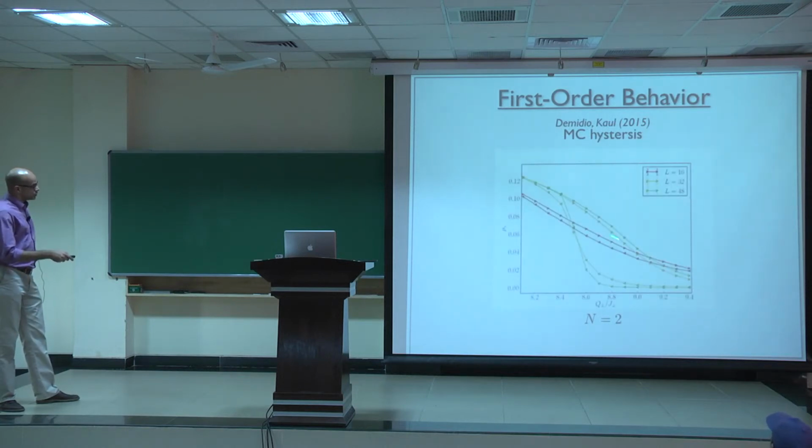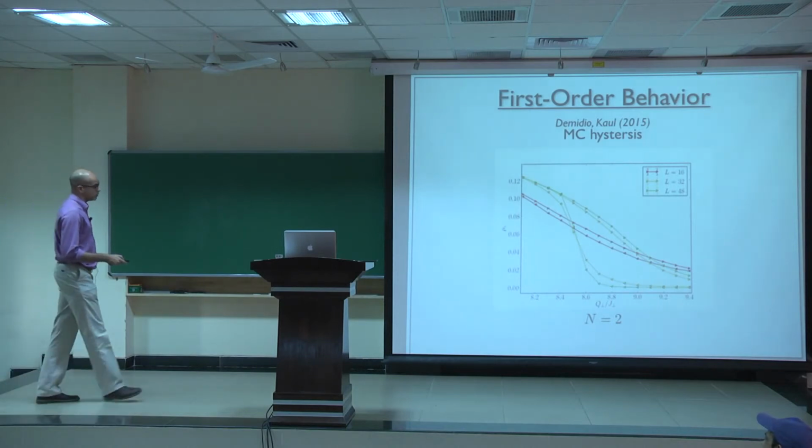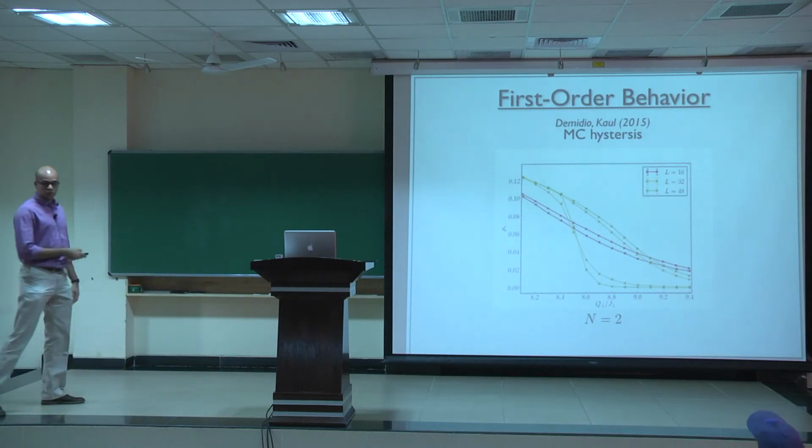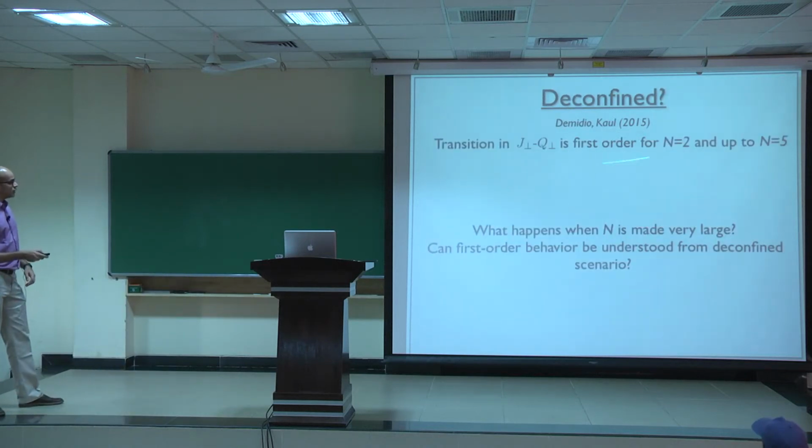And if you do hysteresis, you can actually see that there's nice hysteretic behavior in this phase transition which increases as you increase the system size. So it appears this transition is first order. One could try and ask why it's first order and whether it will remain first order when N is very large.